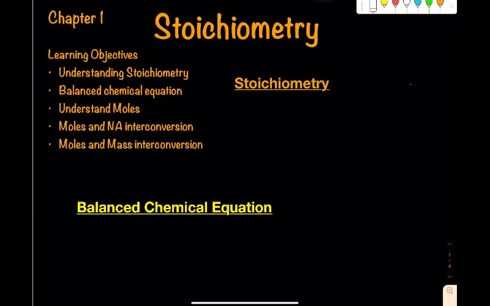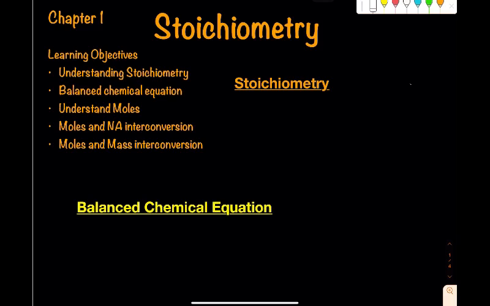Stoichiometry. It's chapter number 1. The learning objectives are: we are going to understand what stoichiometry is, and what the need and use of a balanced chemical equation in stoichiometry is. We are going to understand moles and Avogadro's number interconversion, and moles and mass interconversion. Now first let us look at what stoichiometry is.